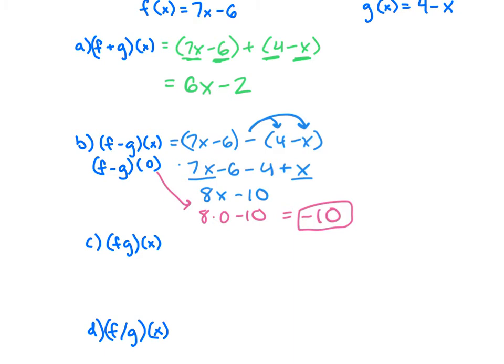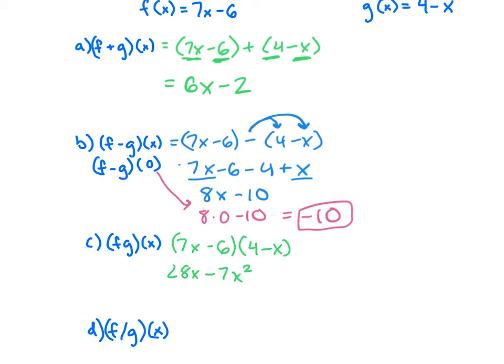All right, let's look at C. For C, we're multiplying the two of them. And since they're binomials, that means we're going to have to FOIL. So we have 7x minus 6 and 4 minus x. We multiply the first terms together. We get 28x. And then the outsides, negative 7x squared.